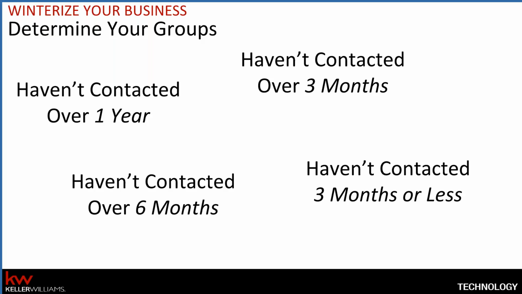If it's been all of her contacts, then she's going to have to get very busy. But there might be a specific group of contacts that she hasn't done a very good job of keeping in touch with. And she can create groups: haven't contacted over 1 year, haven't contacted over 6 months, over 3 months, or 3 months or less. You decide on the time, but don't make it too small or too wide.